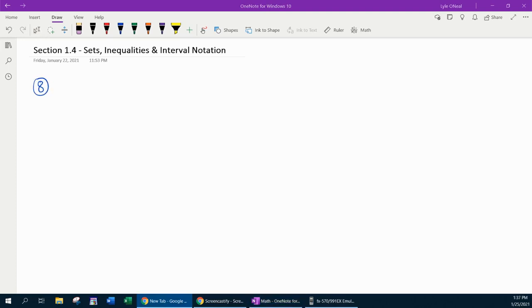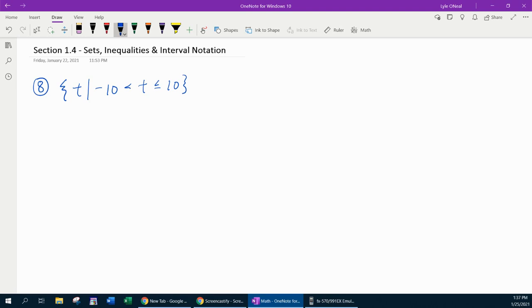In this problem, they give us a brace. This fancy looking bracket is called a brace, and that means the set of all t. And then this vertical line means such that negative 10 is less than t is less than or equal to 10. And then a closed brace.